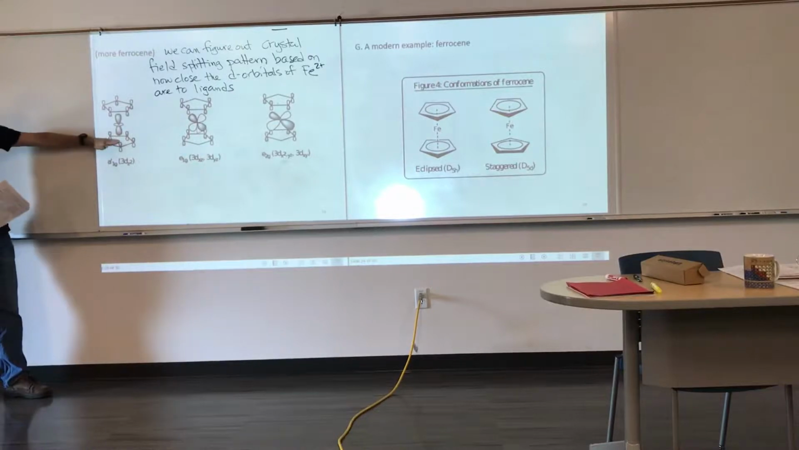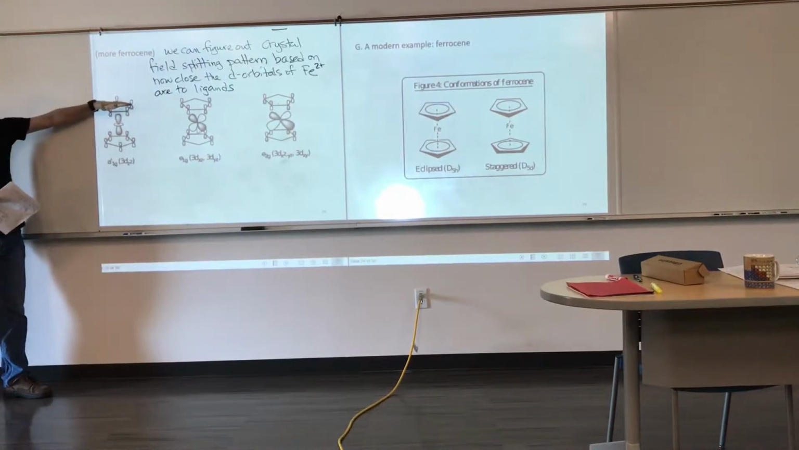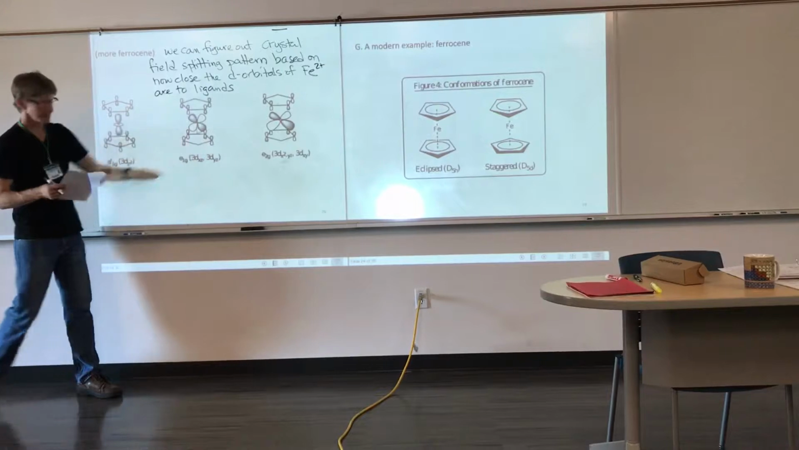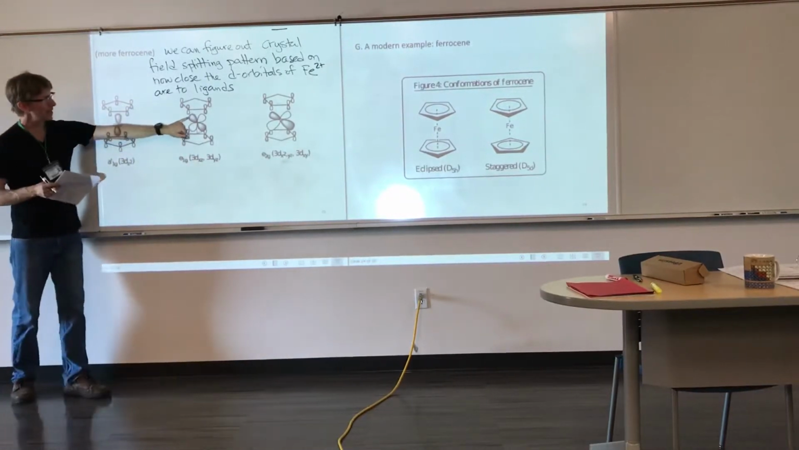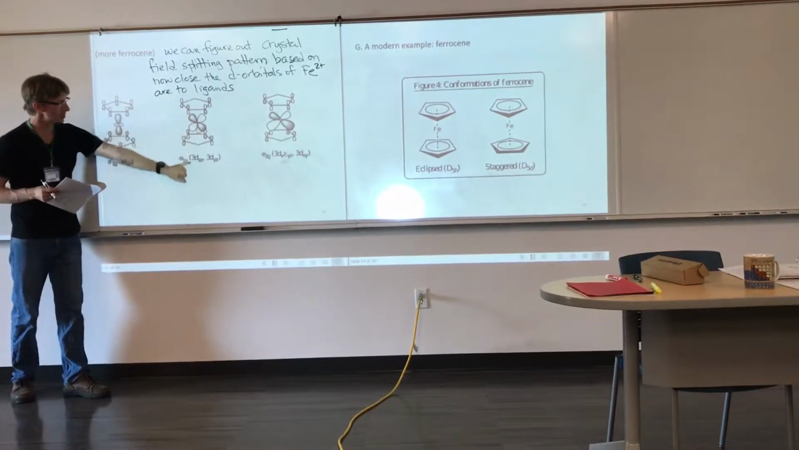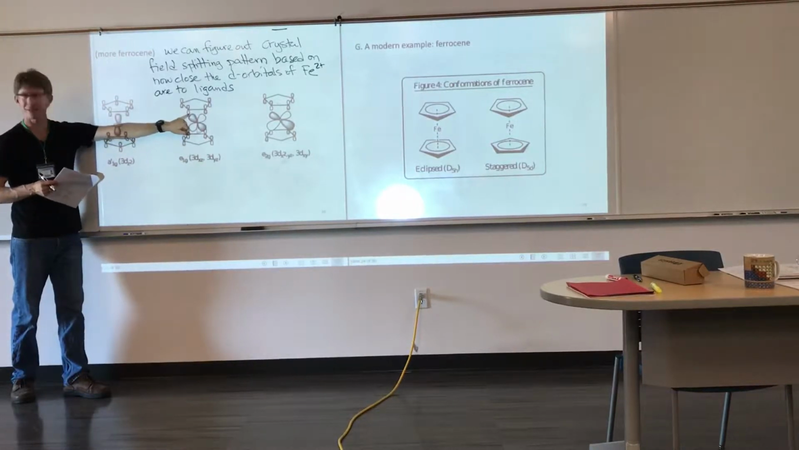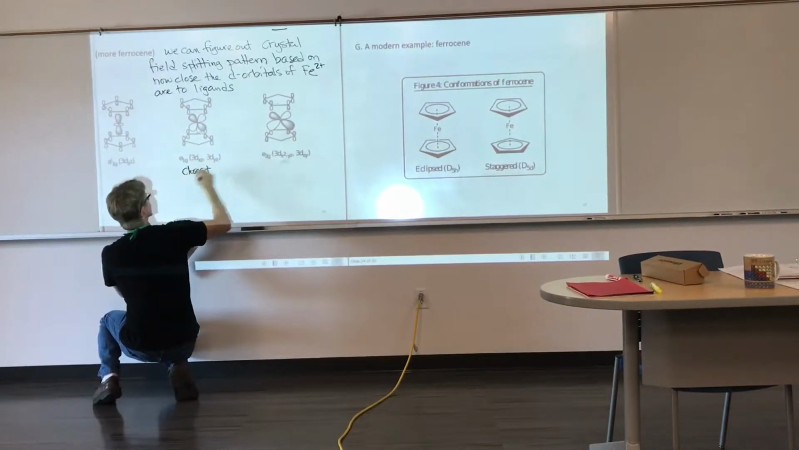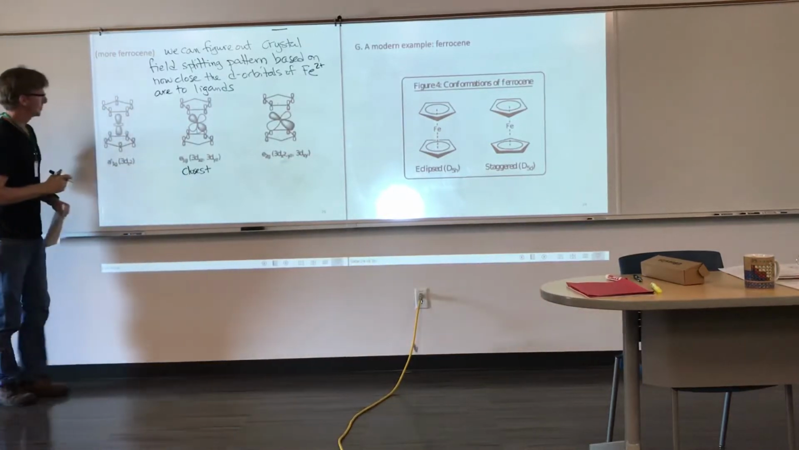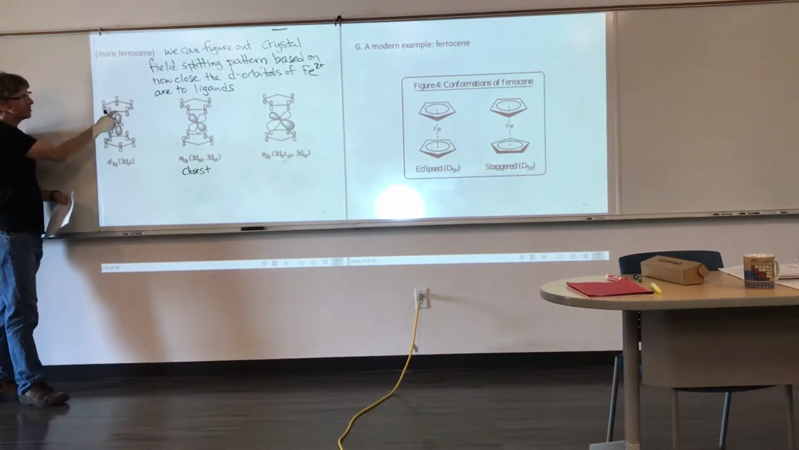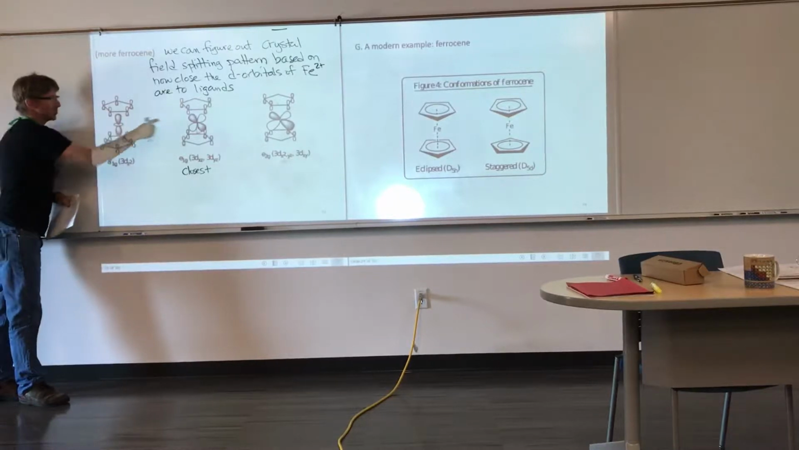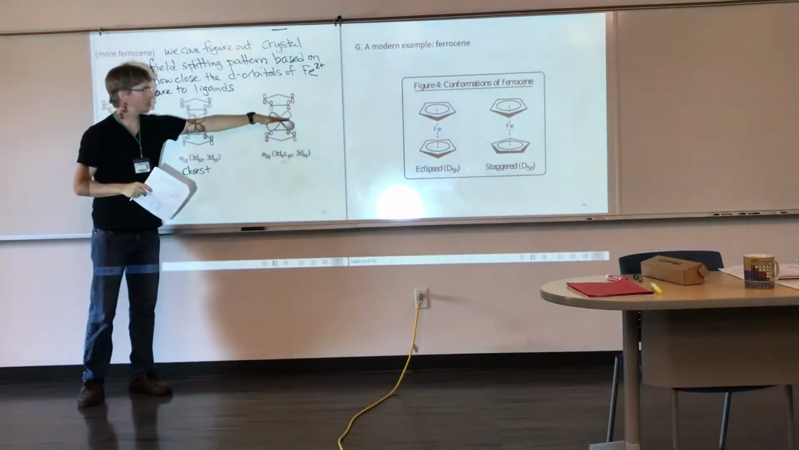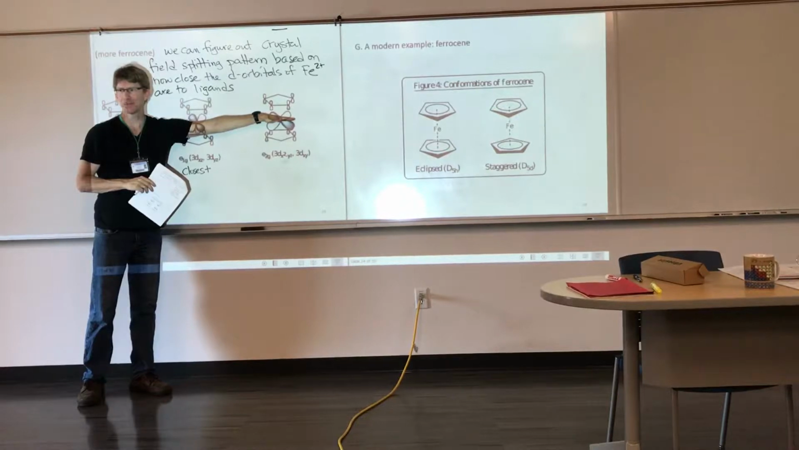Now, these are flat surfaces, and I'm going to ask you to notice this d orbital. See how close it is to the ligands. This is going to be closest. This one's kind of in the middle, so it's not as close as this one. And this one is completely flat. This one is farthest.